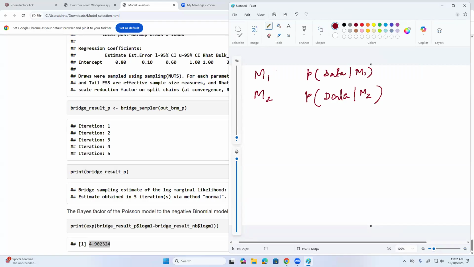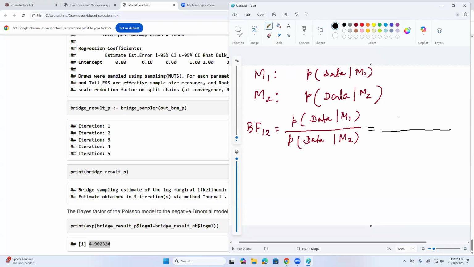So I can use then BIC to approximate the Bayes factor. So Bayes factor of model 1 to 2 is probability of data given M1 divided by probability of data given M2. Now this data given M1 is approximately e to the power what? 1/2 of BIC, right?